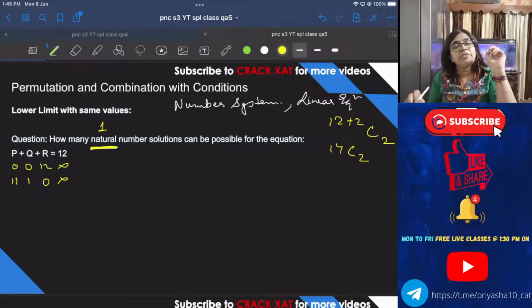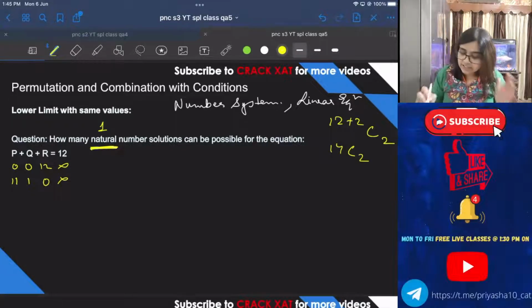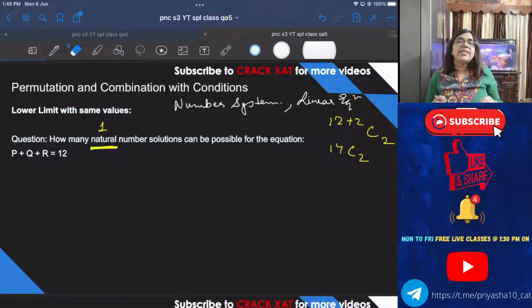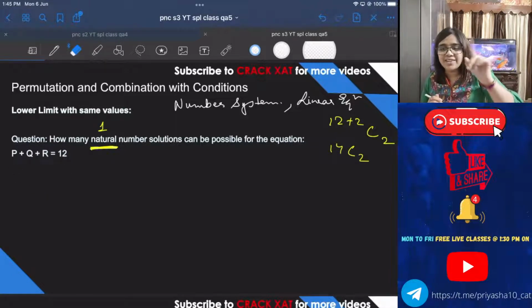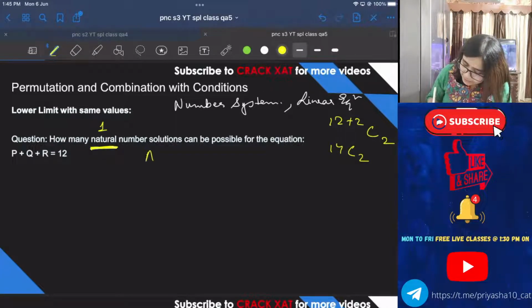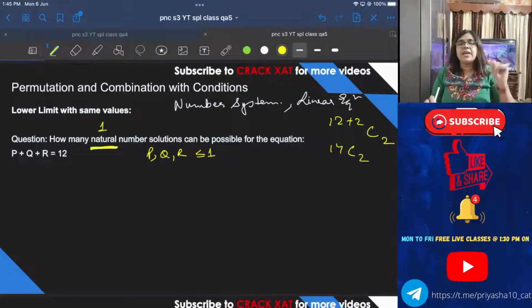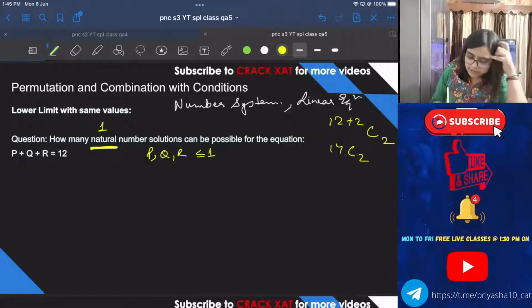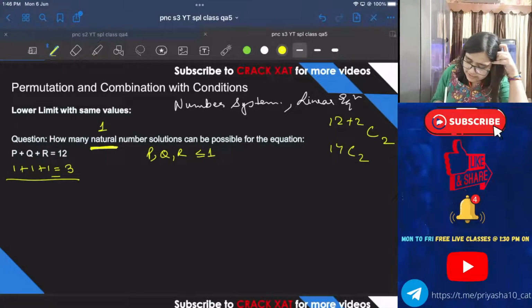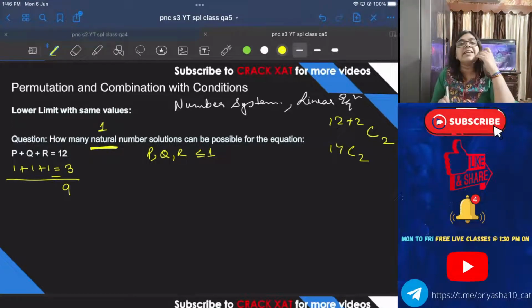Why will these cases go away? Because it has a 0 in it, and 0 is not a natural number, it's a whole number. So we will apply the concept of at least 1. Okay, Avinash, let's see. At least 1 means over here it's PQRS, right? So what we'll do here is P, Q, R should at least have 1 as a number with it. So that means 1 plus 1 plus 1 is equal to 3. So if I subtract it, I am left with 9 cases.